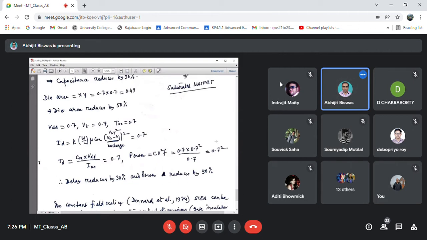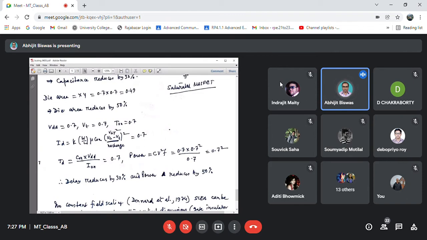Now you consider power. This is the dynamic power, which is equal to C V square into operating frequency F. You know that C is 0.7, V is also 0.7, and F means 1 upon delay. Delay is also 0.7. So ultimately you can get power: 0.7 square means 0.49, that means 0.5. So power reduces by 50%.